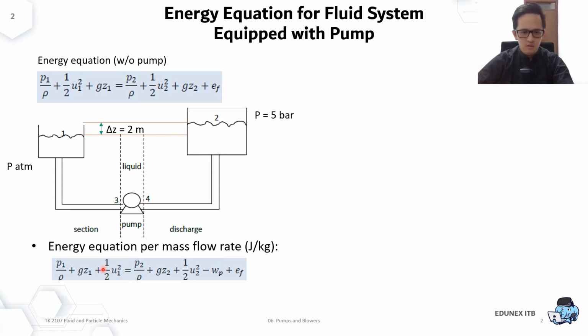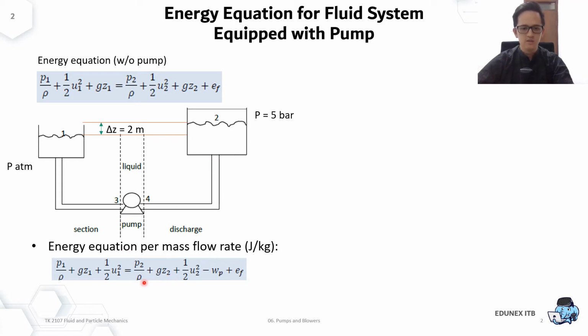What else? What about the velocity? Depends on the case. If we have only one diameter of the pipeline, let's say the pipeline diameter in the suction part is 4 inch and the pipeline diameter in the discharge line is also 4 inch. Usually, because of the mass flow rate and the consistency of the pipeline diameter, the velocity at point 1 and at point 2 will be the same.